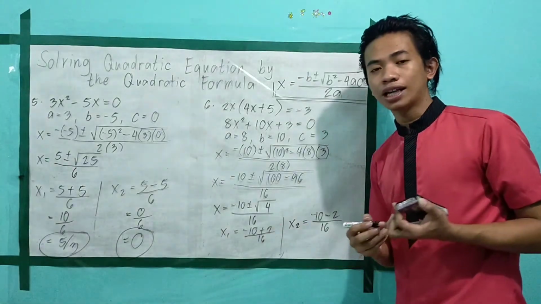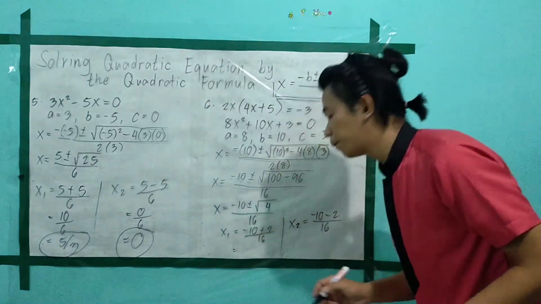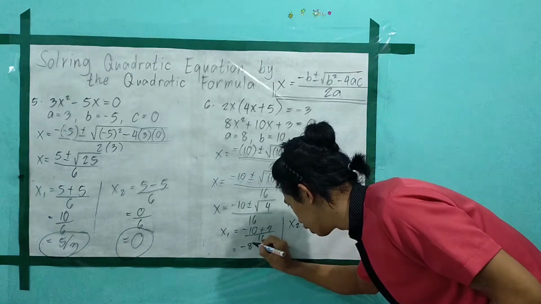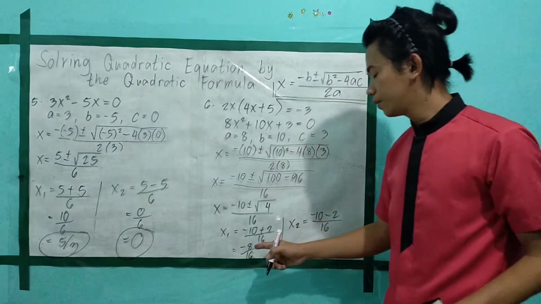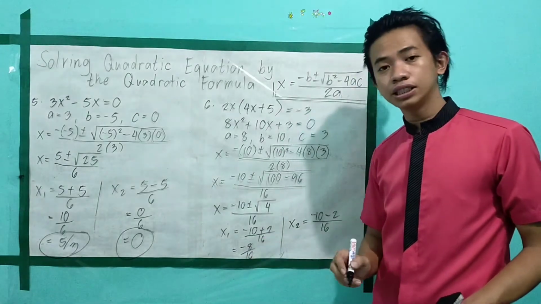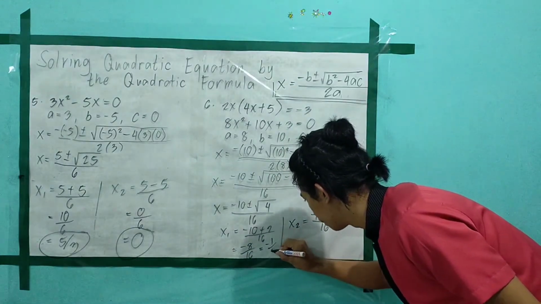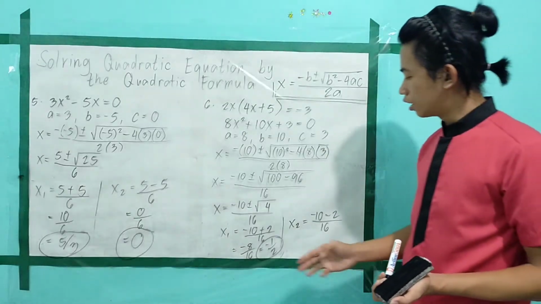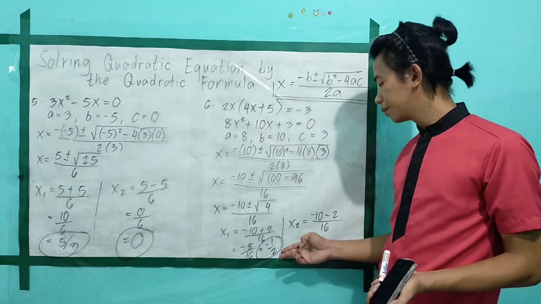Okay, solve natin yung ating x sub 1. So, we have negative 10 plus 2. We have negative 8 over 16. So, simplify natin negative 8 divided by 16. We have negative 1/2. So, our x sub 1, or the first solution in this given problem, is negative 1/2.